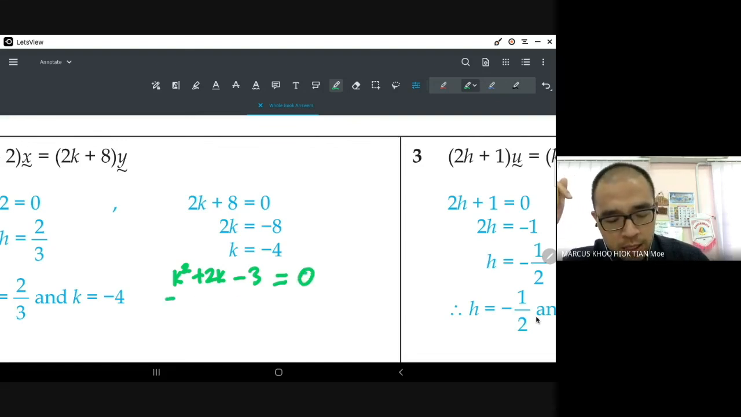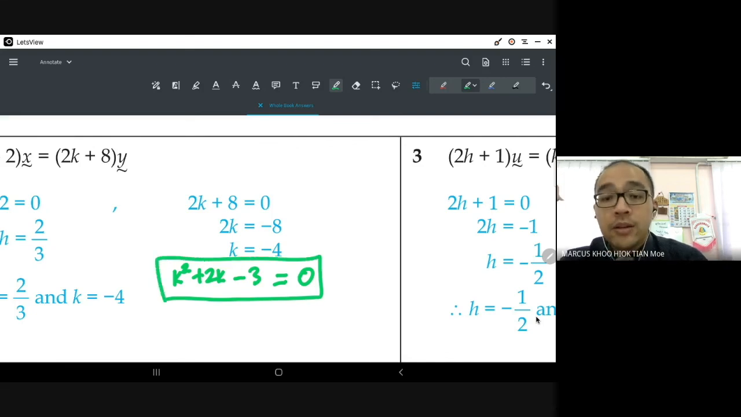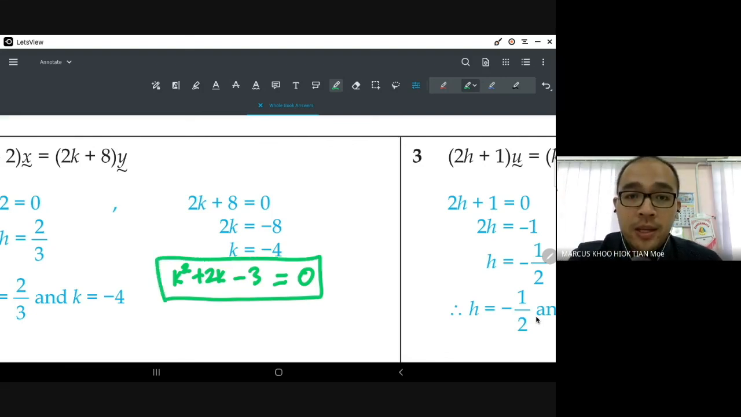Now, whenever you see this, and then I say find the value of k, what do you think I should do? Anybody in this class? Can you give me a suggestion? How do I find the value of k if it is like this? Correct. This is a quadratic equation. So we use EQN.